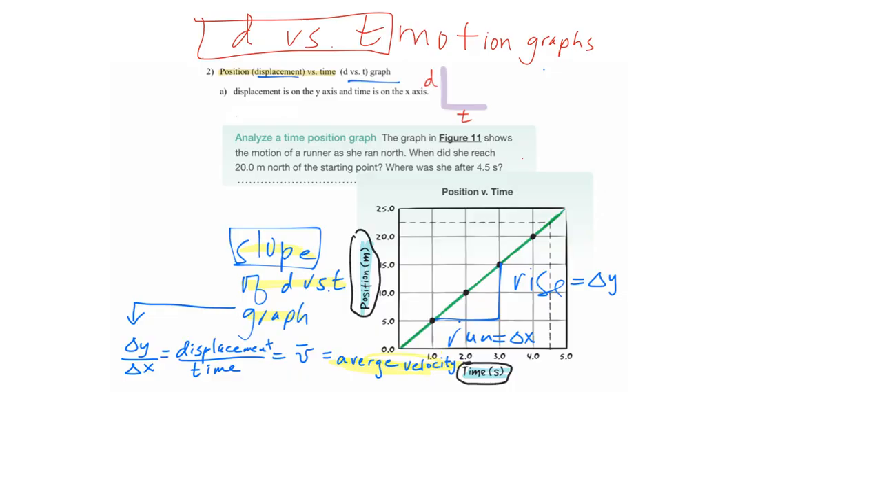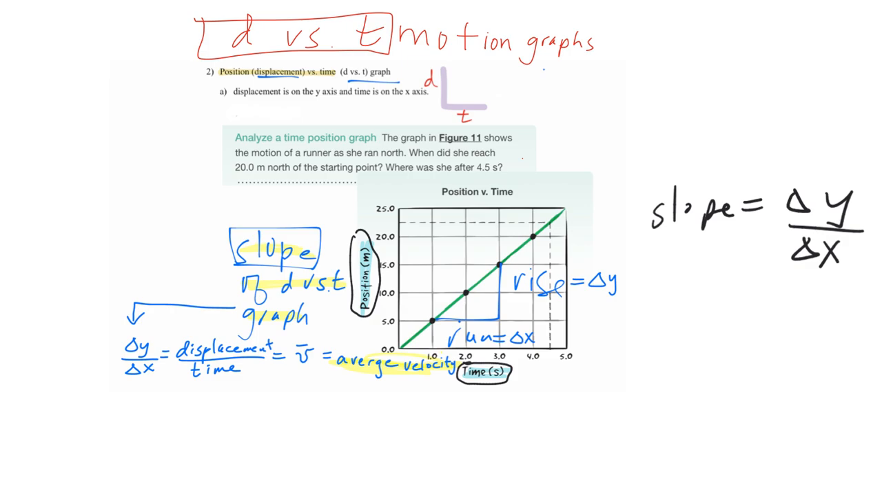Okay, so what's significant about this graph? Well, there's one important thing you're supposed to be able to do with any motion graph. That's to interpret the slope of that line of best fit. Just recall, slope is rise over run. For any graph it is the rise over run, the changing y over the changing x values.